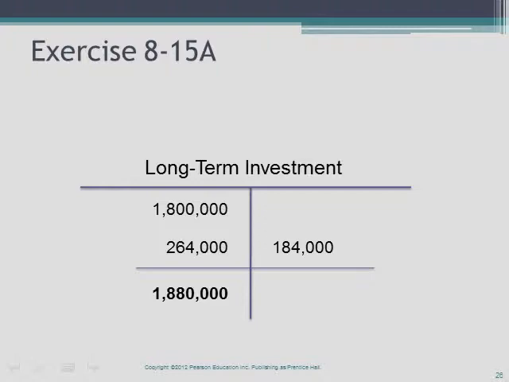And this T account then shows us that based on these entries, the balance in the investment account for McLeod at the end of the year would be $1,880,000.